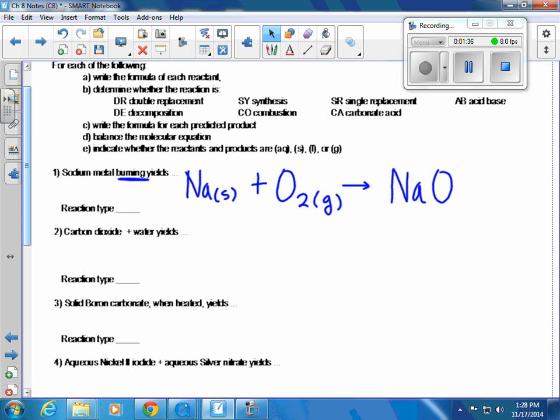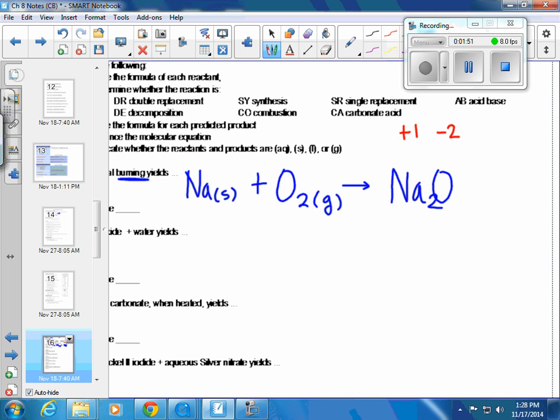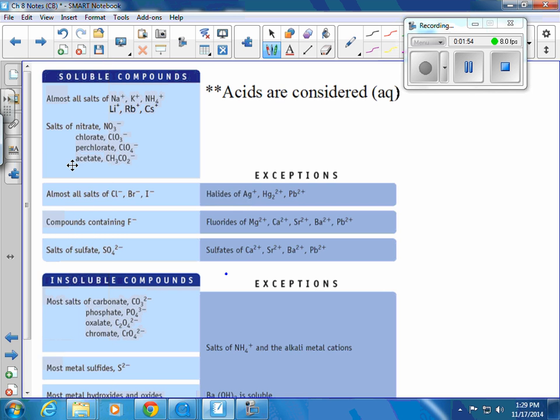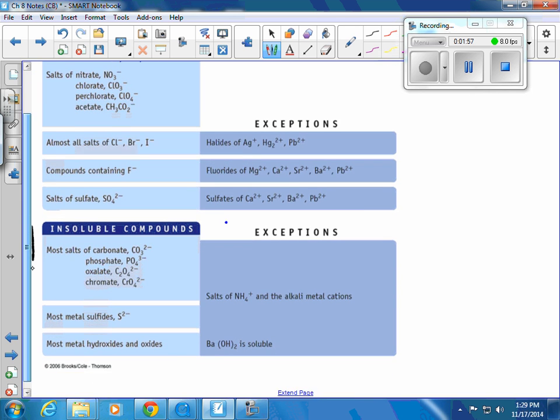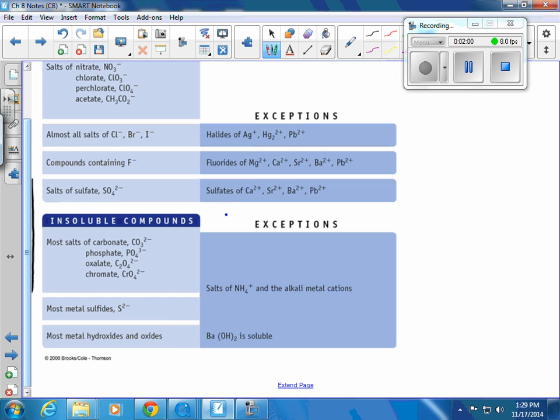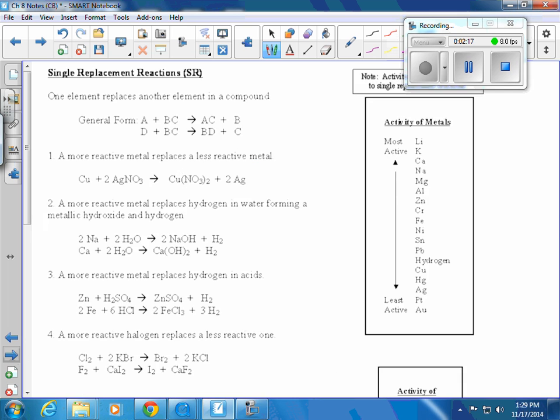We can't forget all the rules, so you have to go back now to your gold sheet and say, okay, sodium's +1, oxide's -2, so what's the correct way to write this formula? It will be Na2O. And then I need to figure out its solubility. So I need to go to the solubility sheet and look up oxygen because that's the anion for oxides. Most metallic hydroxides and oxides are going to be solids. However, we have an exception here with the alkali metal cations, and sodium is an alkali metal. So this is actually going to be aqueous. So we are going to write down aq for this one.